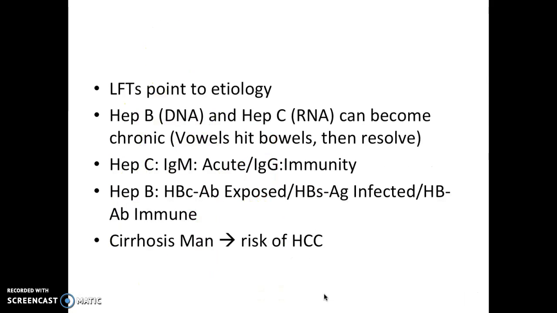So in summary, don't forget to look at the LFTs because those are going to point to the etiology. Remember that Hep B is the only DNA virus and Hep C is RNA, and those two can become chronic. Vowels like A and E hit the bowels and then they resolve after a bunch of nausea and vomiting. Hep C, you're going to want to track the IgM if it's an acute infection, the IgG if you have immunity. Hep B is a little bit more complicated, but not too crazy, right?